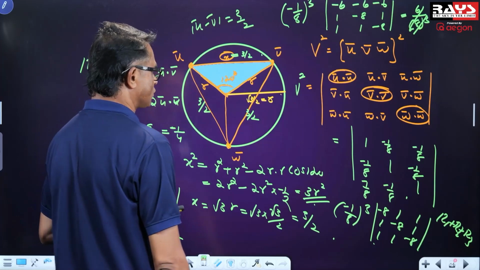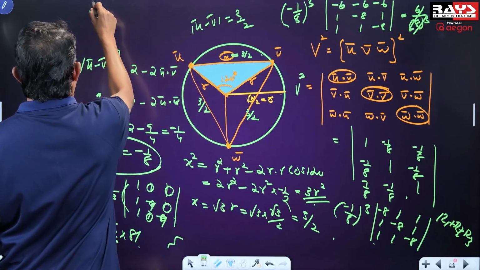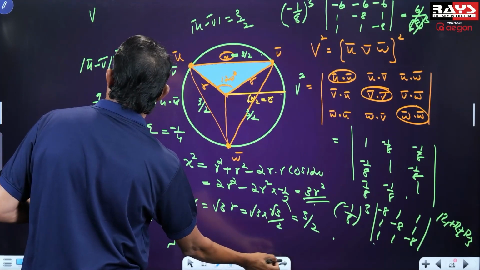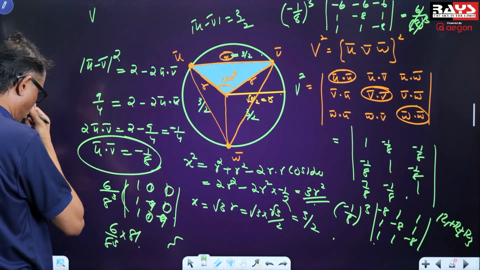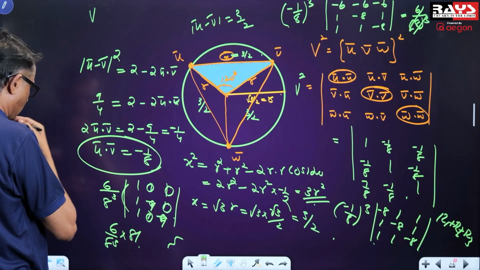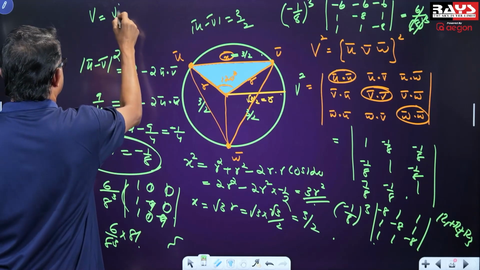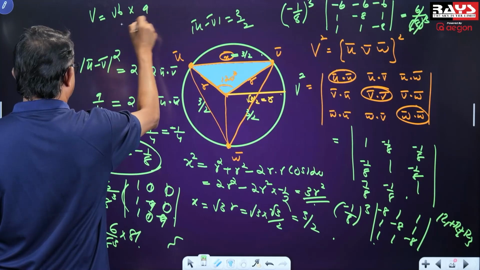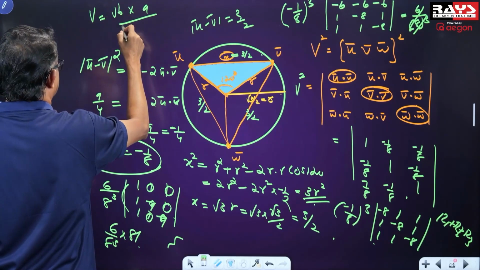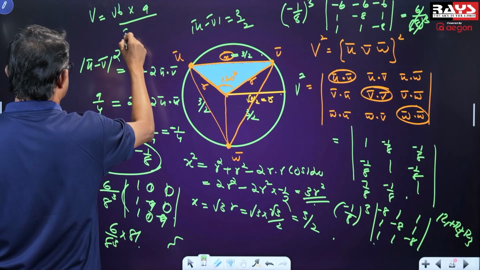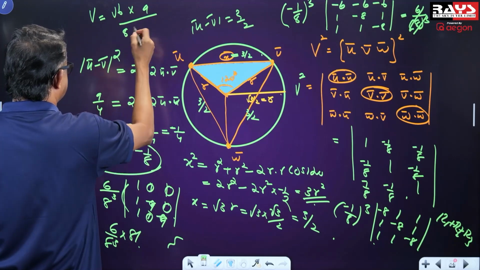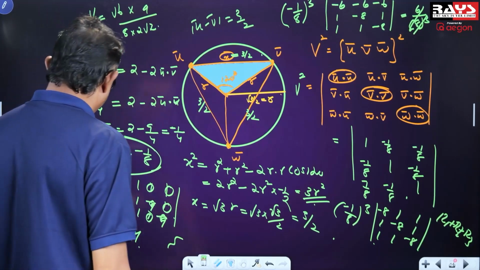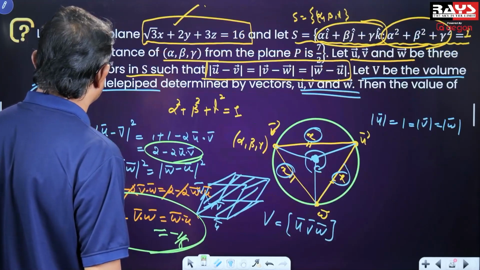So V square equals this, and V is equal to root of 6 into root of 81, that is 9, by root of 8 cube. The square root of 8 square is 8, and then root 8 is 2 root 2.